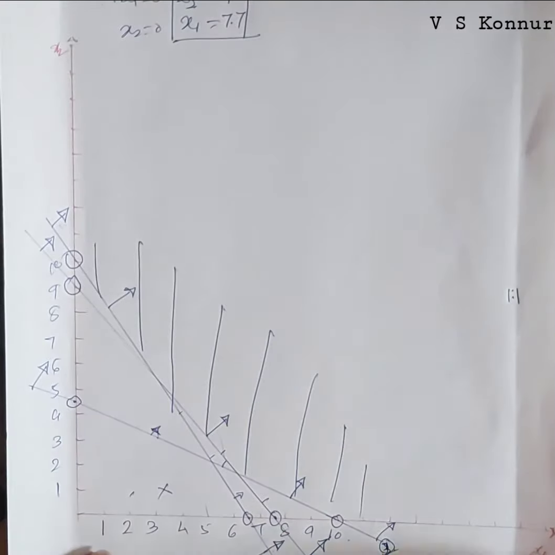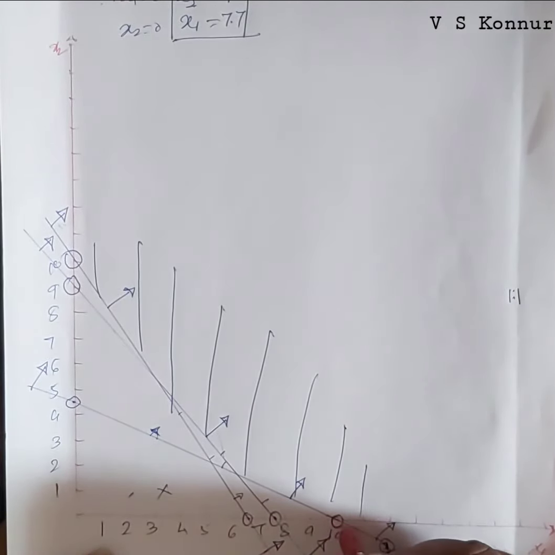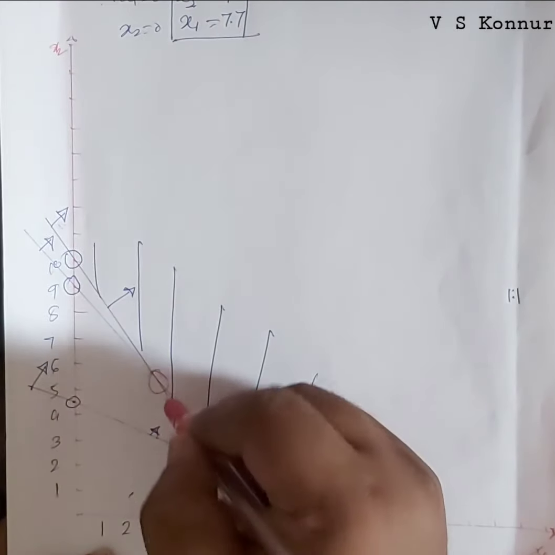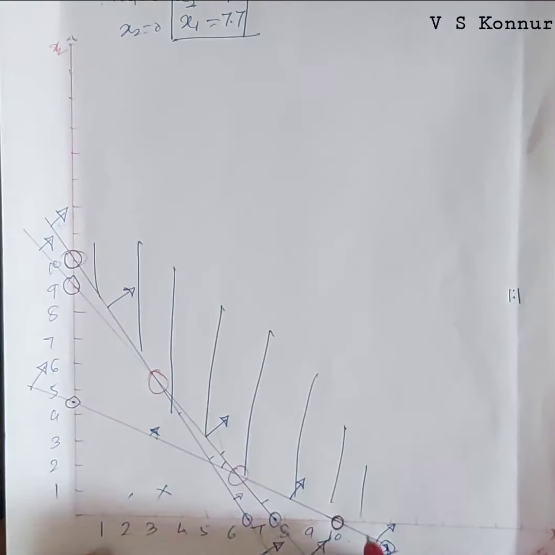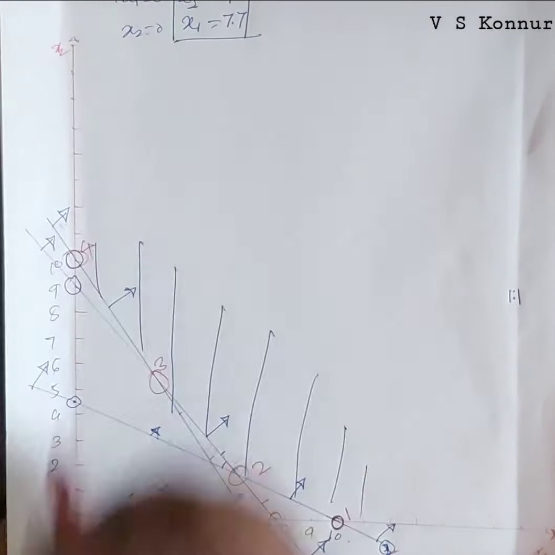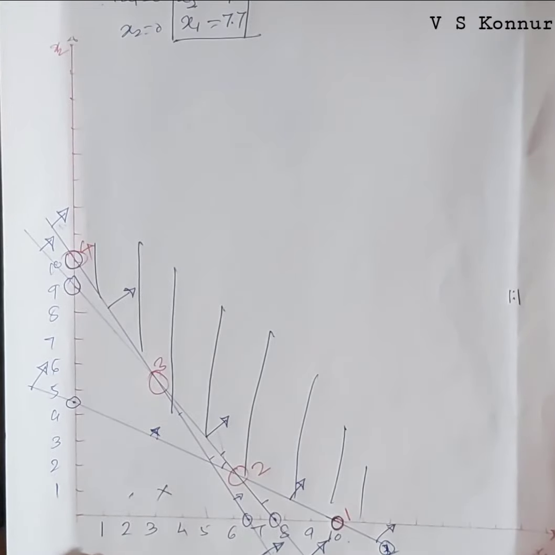But how many corners are there which are intersecting for this region? So this is 1 corner, second corner, third corner, fourth corner. We'll write 1, 2, 3, 4. For these 4 corners, we have to calculate the value of z for the minimization of z.